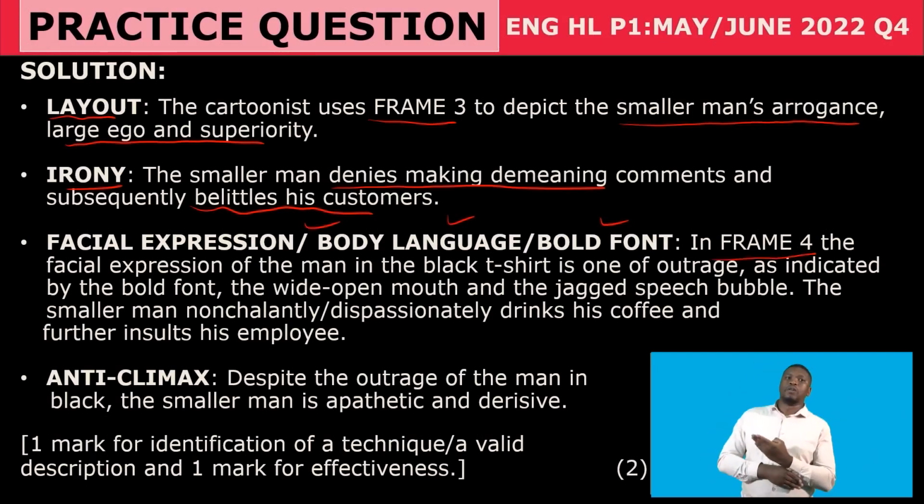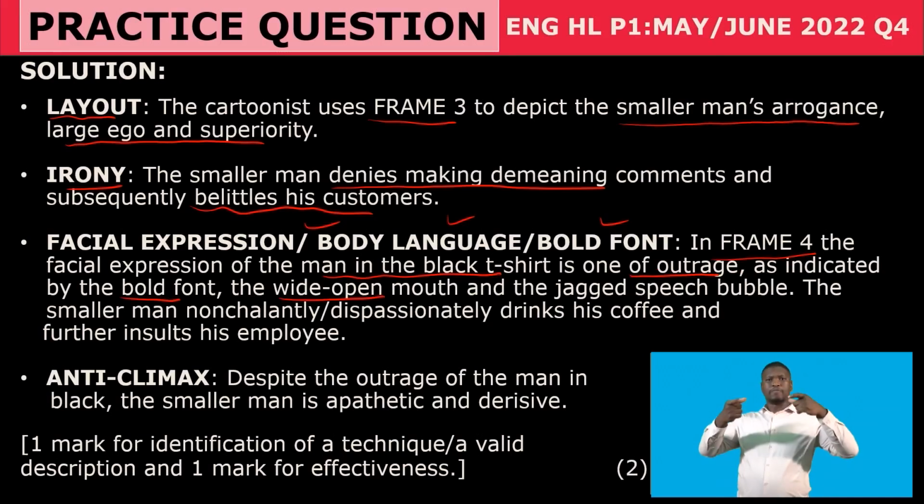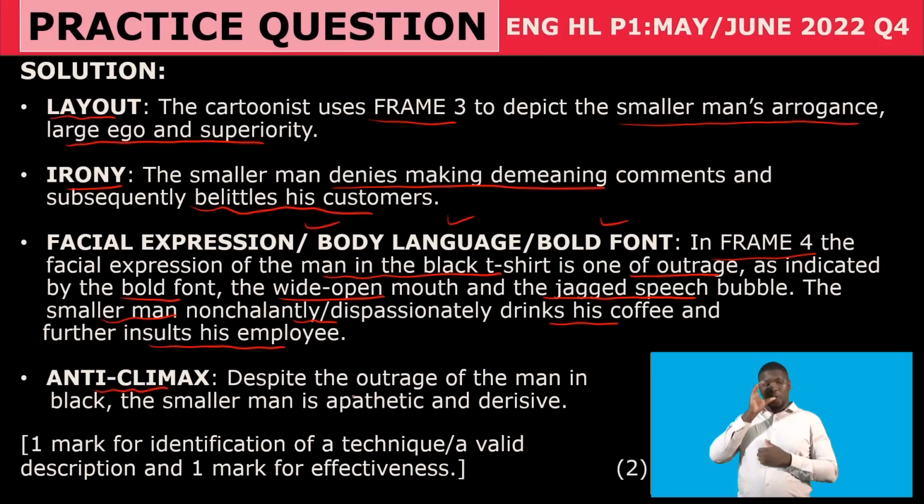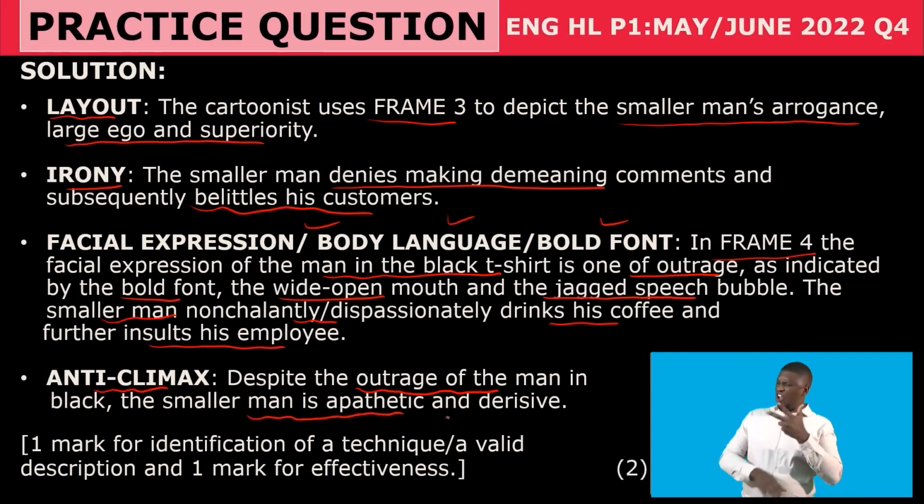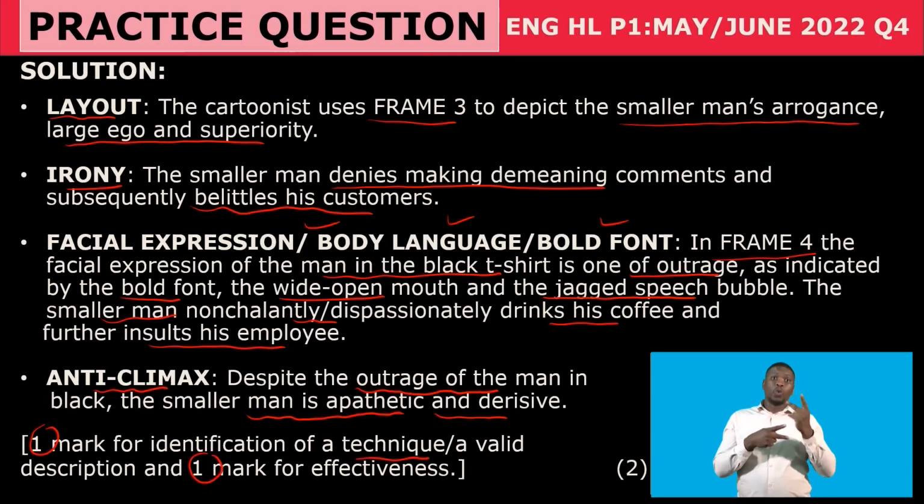In frame 4, the facial expression of the man in the black t-shirt is one of outrage, as indicated by the bold font, his wide open mouth, and the jagged speech bubble. The smaller man nonchalantly or dispassionately drinks his coffee and further insults his employee. And of course, there is the anticlimax. Despite the outrage of the man in black, the smaller man is apathetic. He just doesn't care and is derisive. He still thinks that he is better than everyone else. So here, 1 mark for the identification of the technique and 1 mark for the effectiveness.